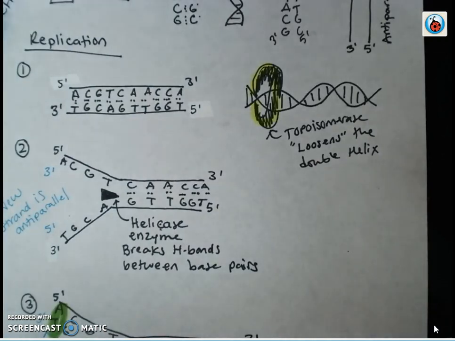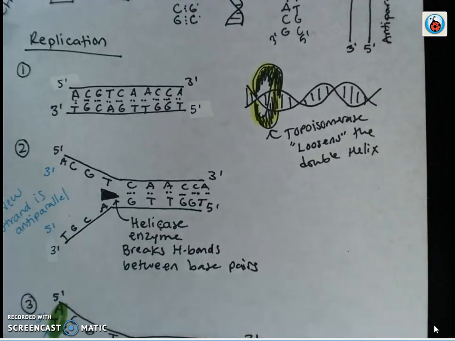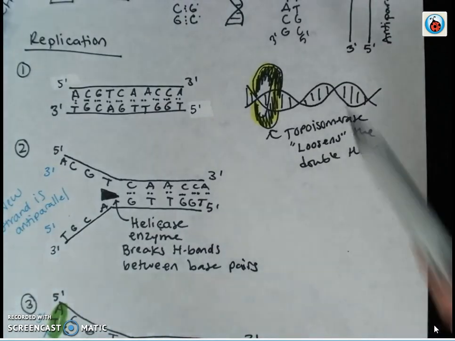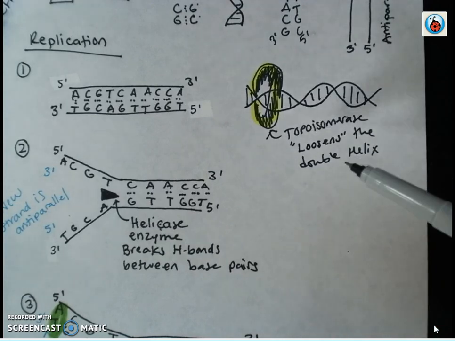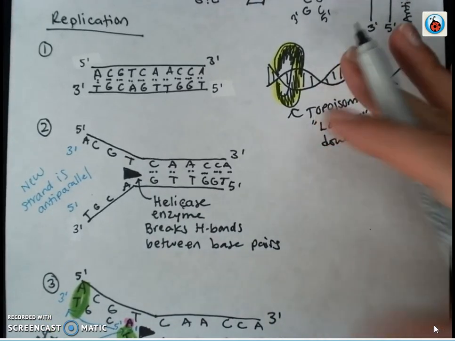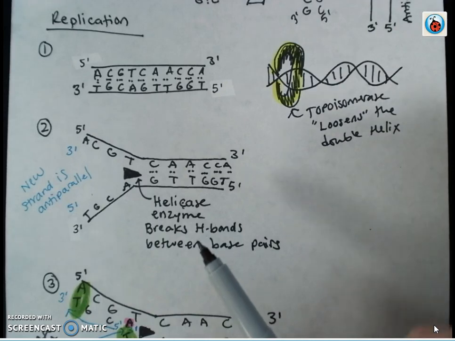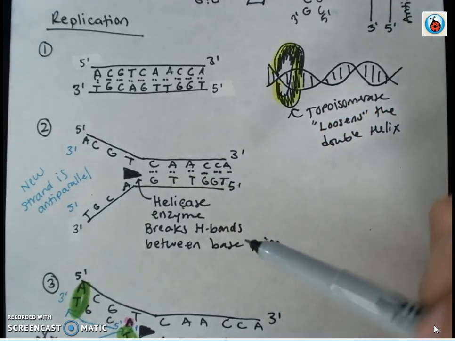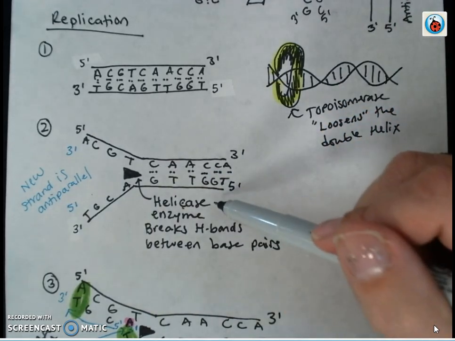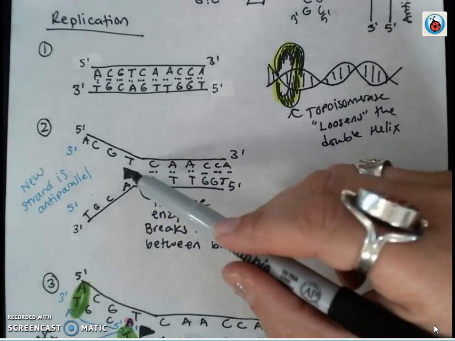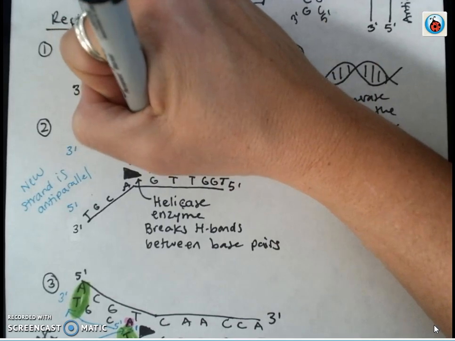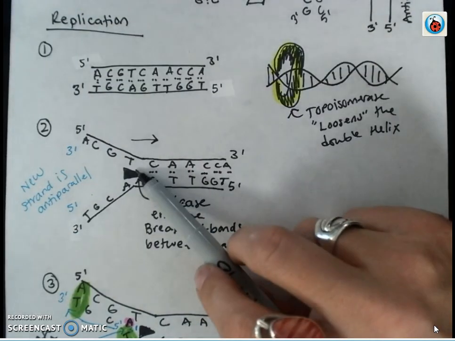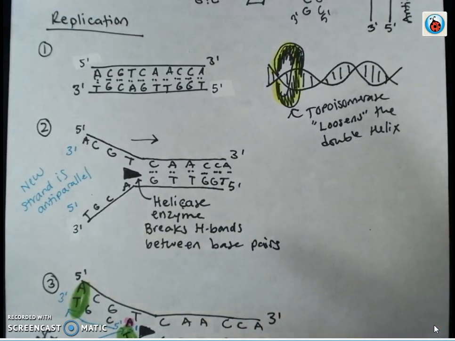So there's a series of enzymes involved in DNA replication. First, we have an enzyme called topoisomerase that loosens and takes the pressure off of the double helix, making it easier for the enzyme helicase to break the bonds between base pairs. Helicase is an enzyme that basically unzips or breaks the hydrogen bonds. It'll be moving in this direction. That is the direction of the growing replication fork.